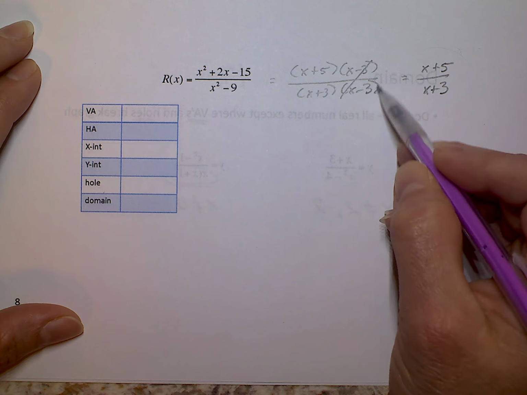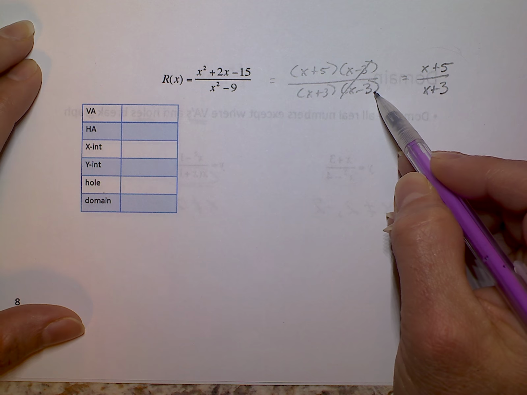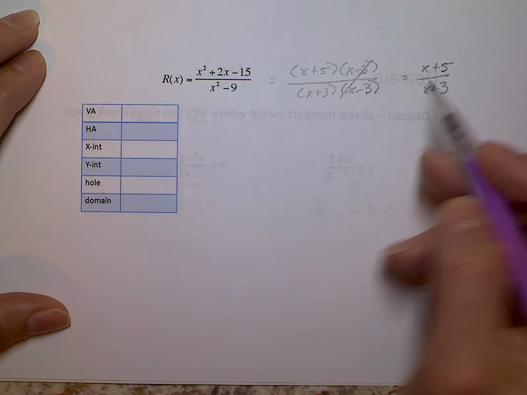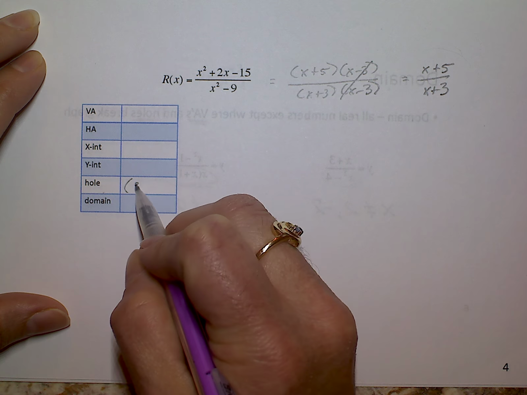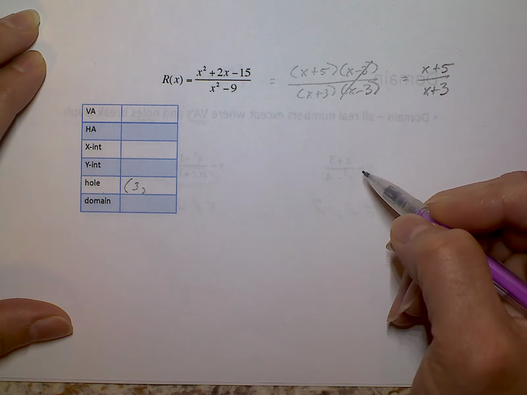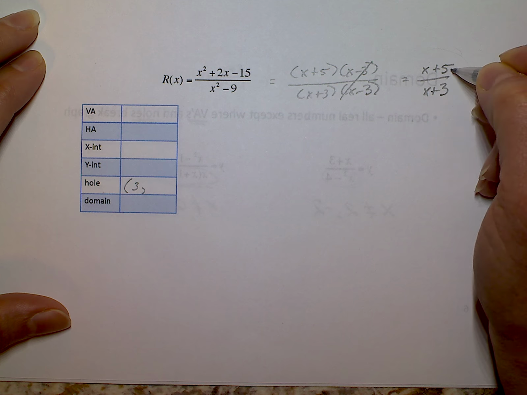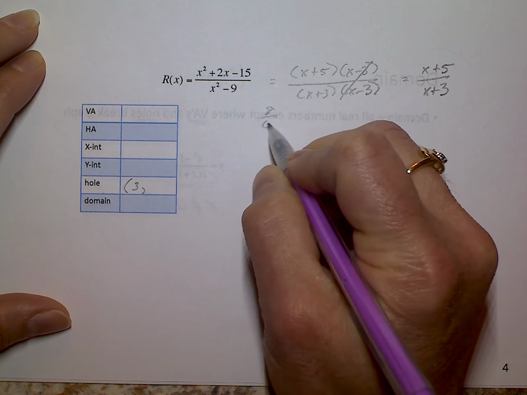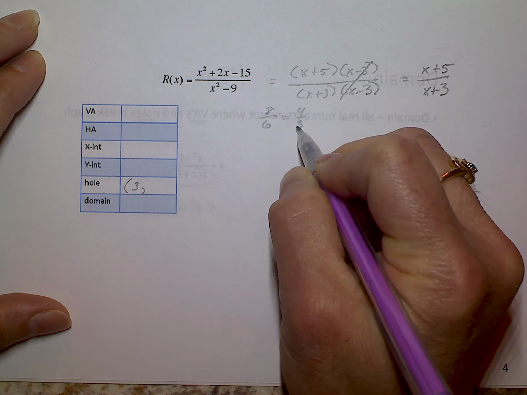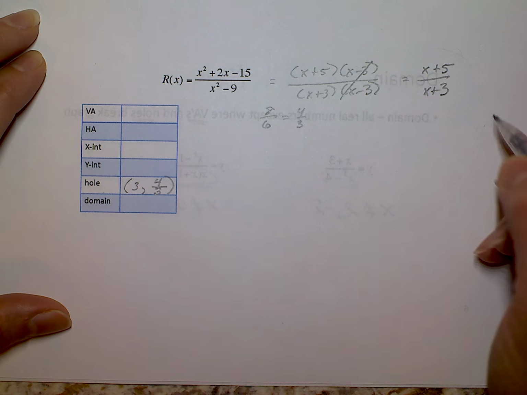Now, I see that this is a hole because it had a common factor in the top and bottom. The hole is at 3. So, all I need is a y-coordinate to go with that 3. So I'm going to take my 3 and plug it back in here and find out what y is. So 3 plus 5 is 8, and 3 plus 3 is 6. 8 over 6 is 4/3. So my hole is at (3, 4/3).